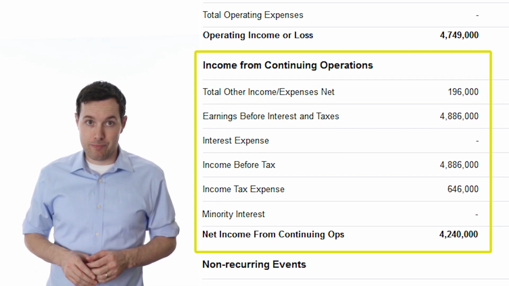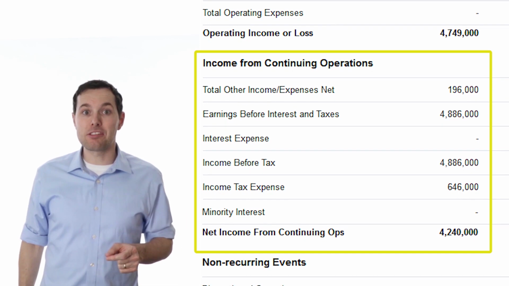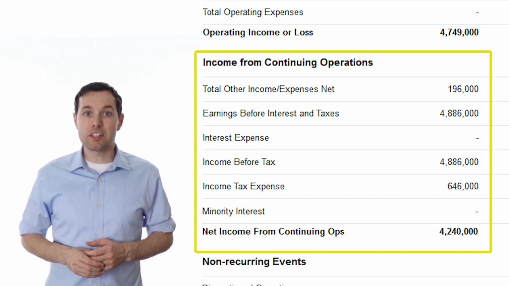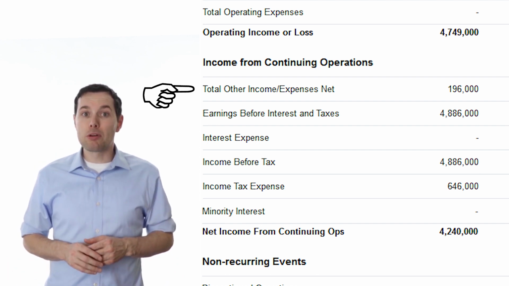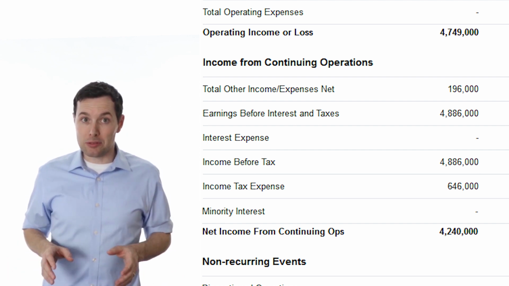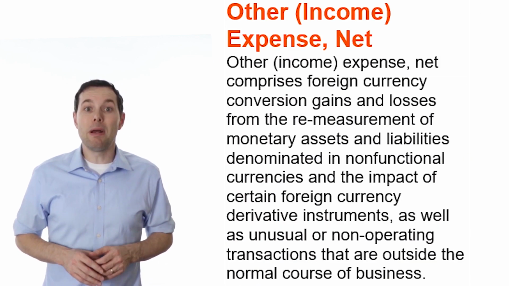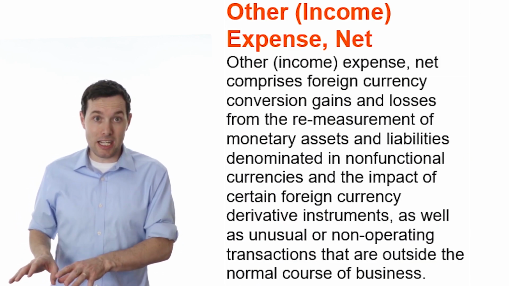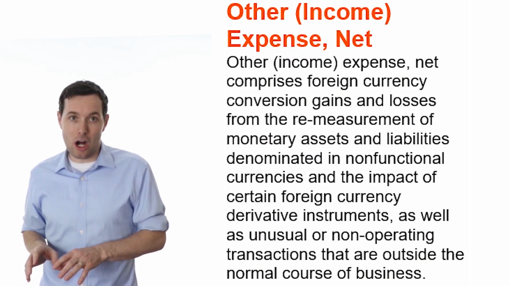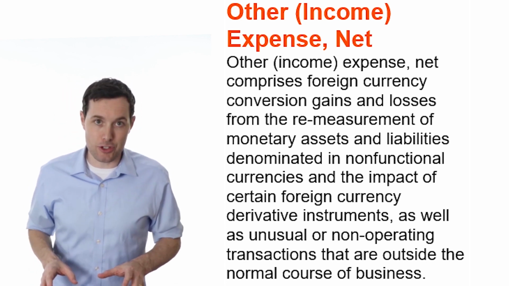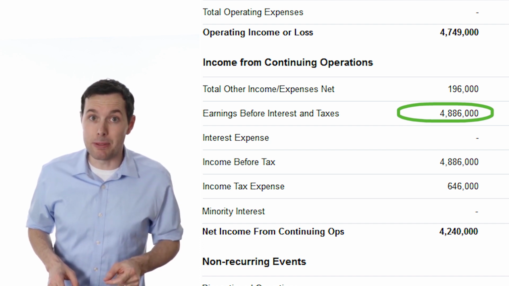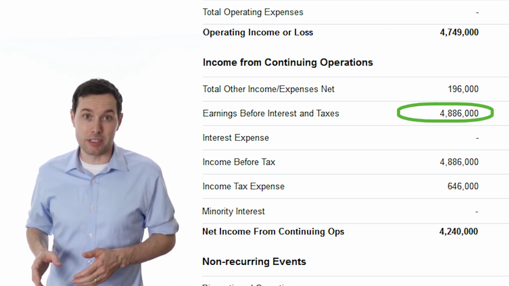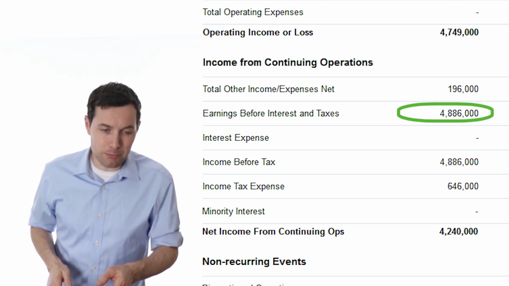Now onto this section. This is the income and expenses from continuing operations. This first one is other, which could be a lot of things. Since there was a number of 196, I went to the footnotes and found this. Basically, it says that in this case, this is a gain or loss based on currency conversions. This, earnings before interest and tax, often called EBIT, should probably be colored differently since it's simply another subtotal.